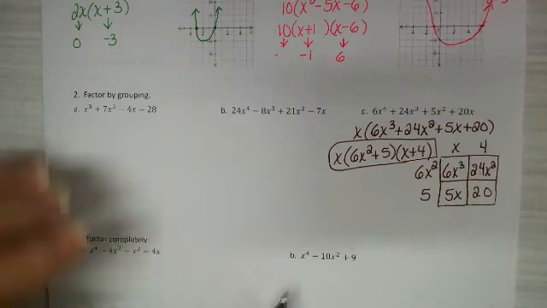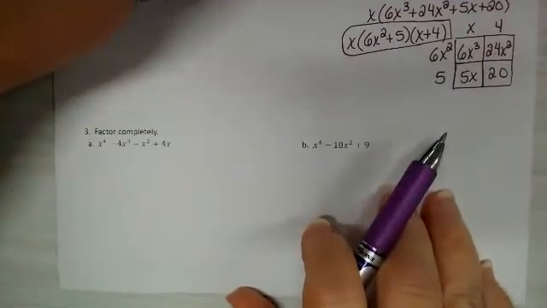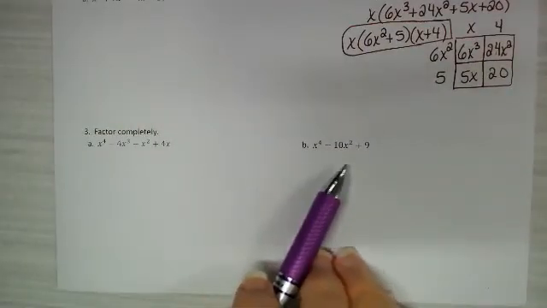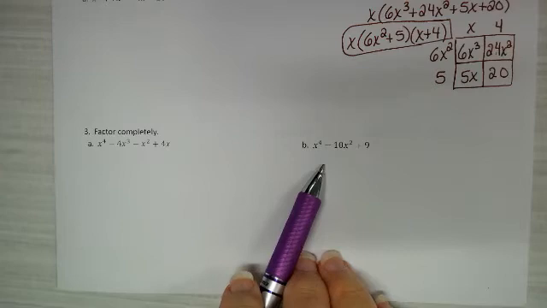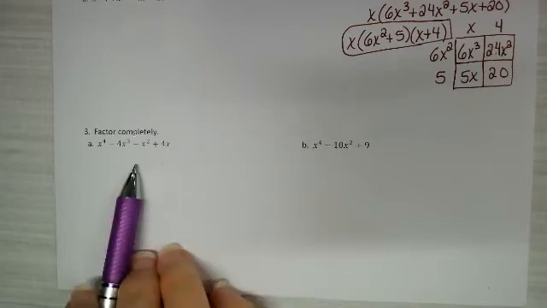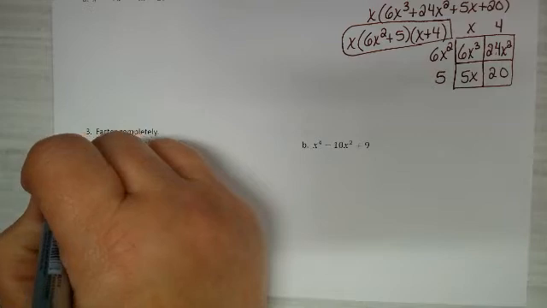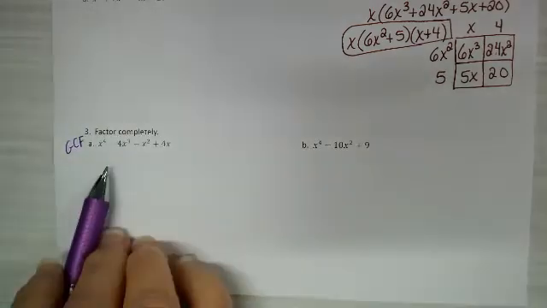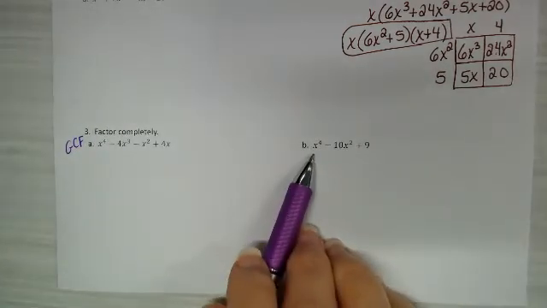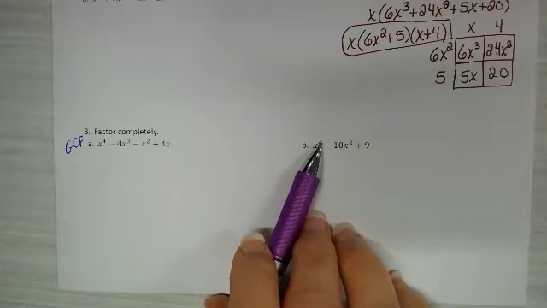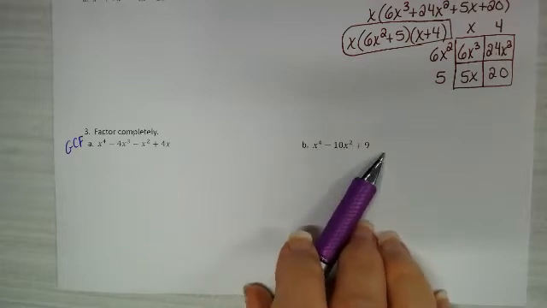Now, number 3. This brings us something kind of new. I'm going to take this one, letter B, because 3A is still grouping, but be careful to notice it does have a GCF when you come back to it. But letter B, we haven't had to factor like x to the fourth minus 10x squared plus 9.